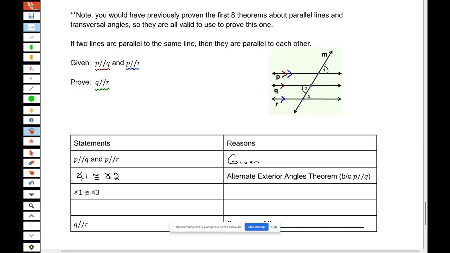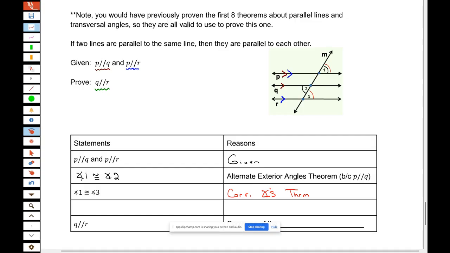Well, if I look at angle 1 and angle 3 and P being parallel to R, they are corresponding angles. So it's the corresponding angles theorem that says if the lines are parallel with the blue arrows as is marked up there, then the corresponding angles must be equal.